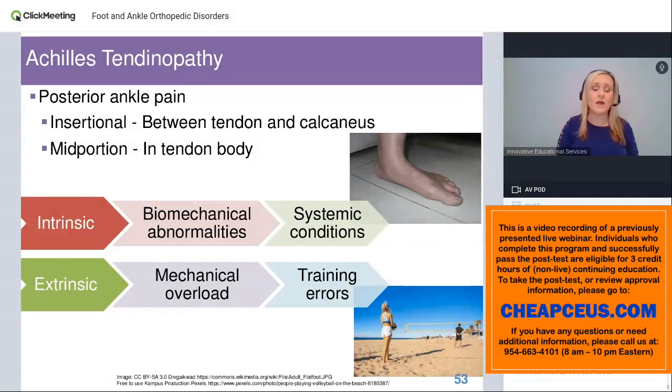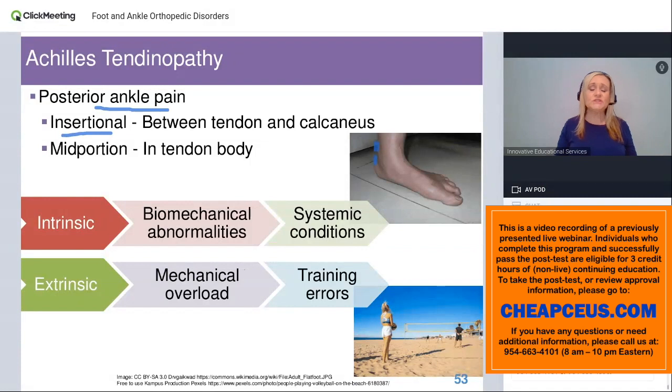What we're going to look at now is specifically related to the Achilles tendon. So, depending on where the individual is in this cascade of events, they're going to present with posterior ankle pain. It can either happen at the insertion of the Achilles tendon down here, close to that calcaneus, or it can be more mid portion, kind of above the 6 centimeter distance here.